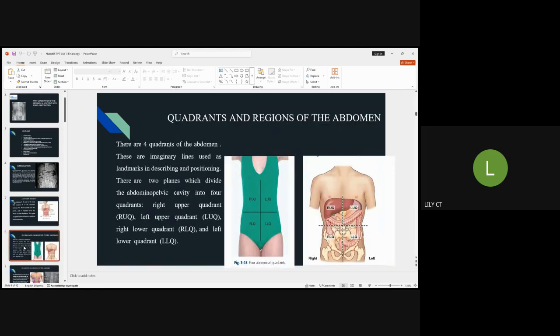Quadrants and regions of the abdomen. There are 4 quadrants of the abdomen. These are imaginary lines that are used as landmarks in describing and positioning. There are 2 planes which divide the abdominopelvic cavity into 4 quadrants. So we have the right upper quadrant, the left upper quadrant, the right lower quadrant, and the left lower quadrant. Also, the images are attached like the slide.